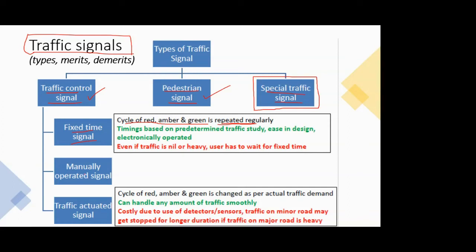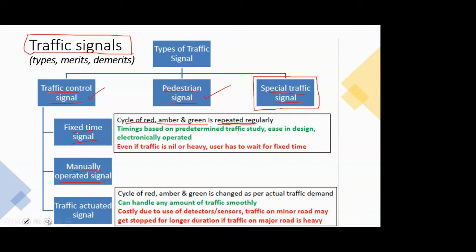Then you have manually operated signals. Manually operated, as you can see from the name itself, means there is no fixed duration for any cycle, red, green, or amber, but it is controlled by the person who is sitting there. You can say that even if there is no traffic signal and you have a traffic police at a particular intersection, the traffic police also controls the movement of the vehicles without having a traffic signal for his help. So that is the way a manually operated signal works.